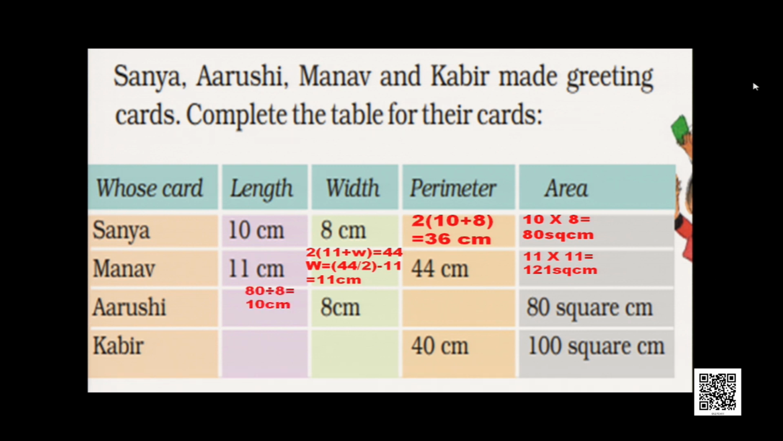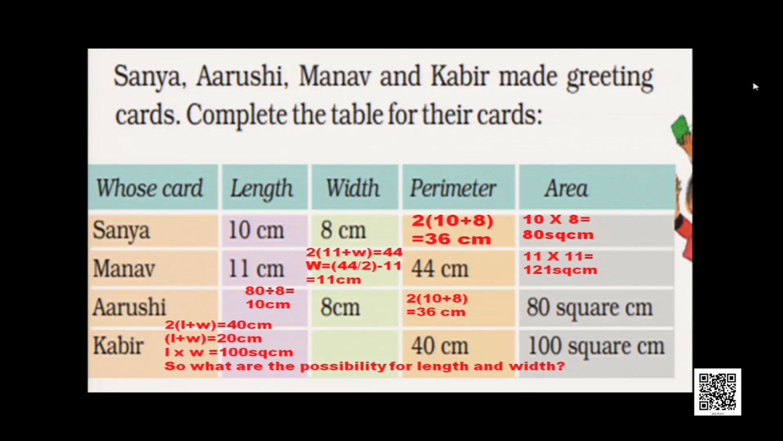Here width is given in the next one, for Arushi's card. Width is given 8 centimeter and area is given. Okay, so length into breadth equal to area. One of the values is given, breadth is given. So area divided by breadth, 80 by 8, 10 centimeter is our length.